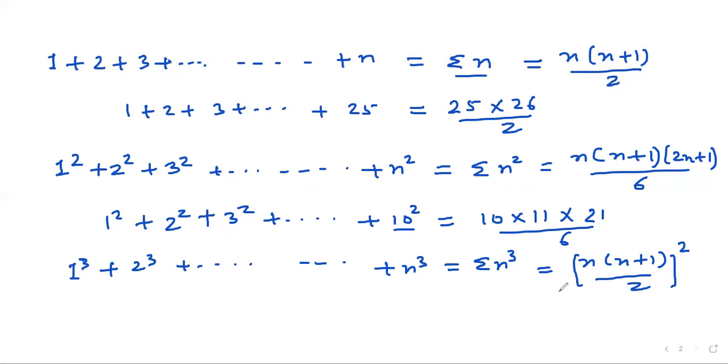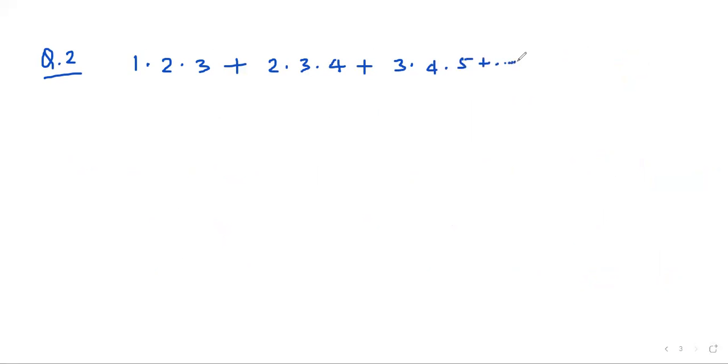So now let's see some questions. Question number 2. Find the sum of 2n terms. We are given 1 multiplied by 2 multiplied by 3 plus 2 multiplied by 3 multiplied by 4 plus 3 multiplied by 4 multiplied by 5 and so on.